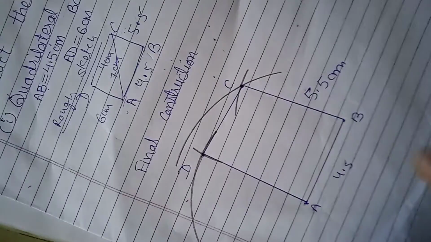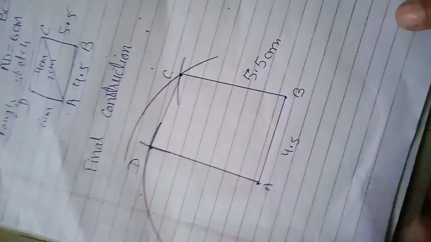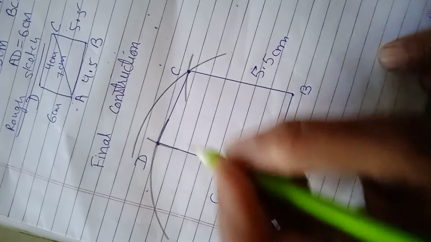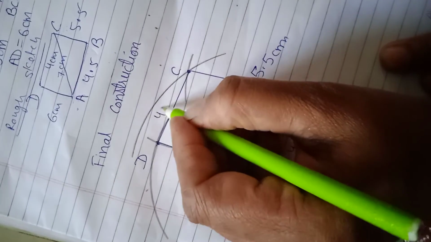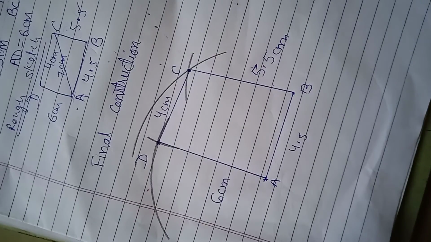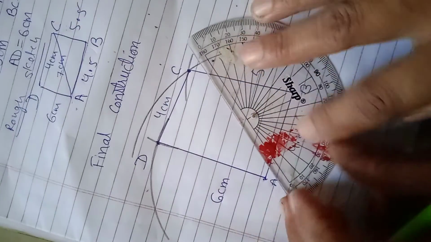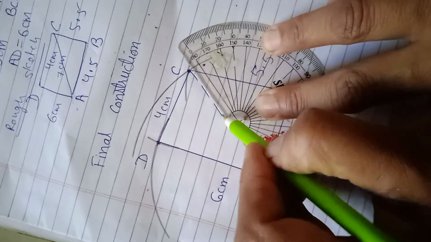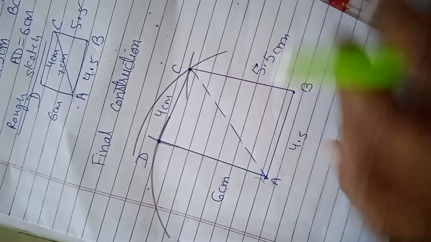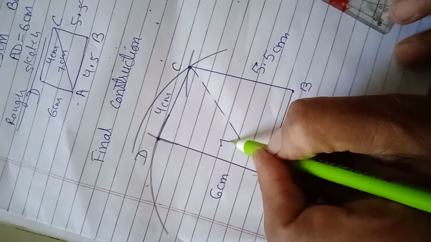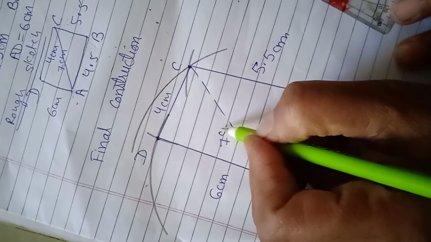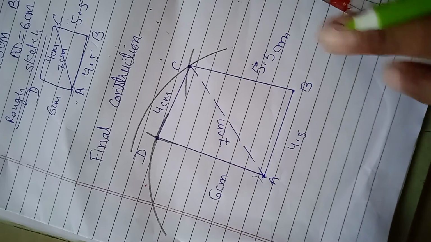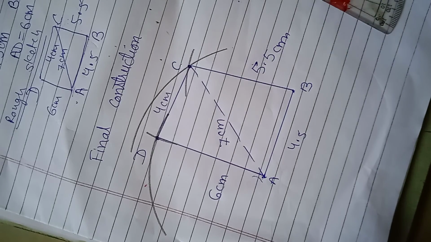So ABCD is the quadrilateral. What we need to do is write the measurements of all the four sides. If you want, you can join A and C using scale, and you can show this is the diagonal AC and the length is 7 centimeter. Okay, so this is the required construction.